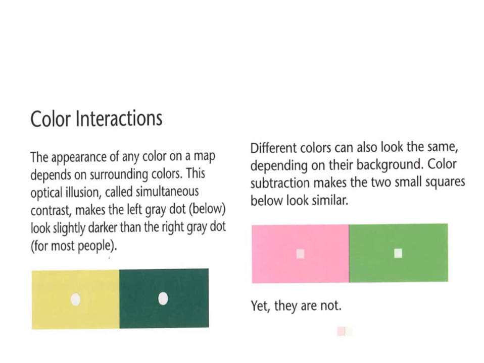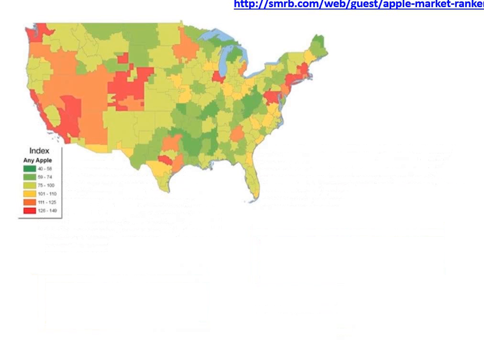They're different. But because of what the field is in the background, that's going to affect it. This is an example of an absolutely terrible map.